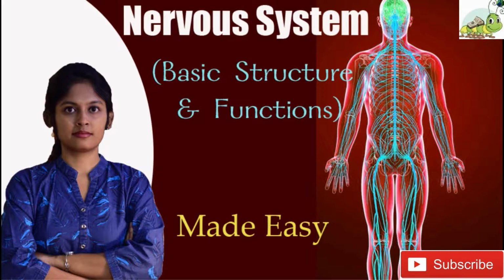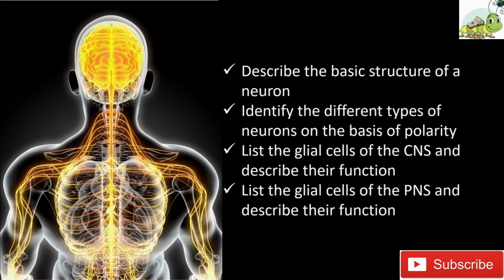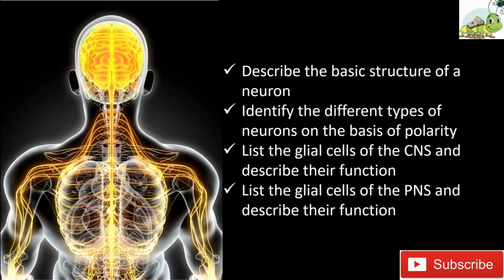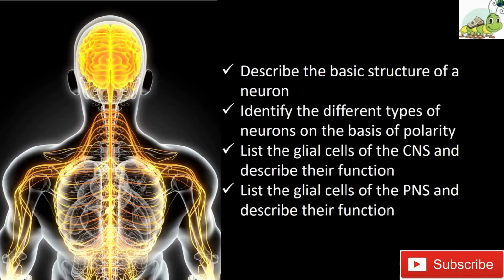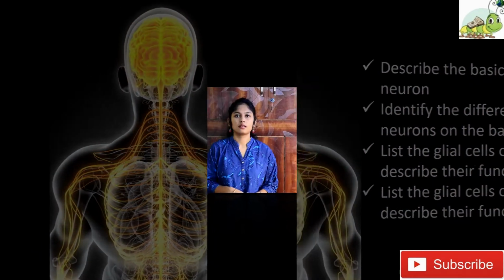Today, I will discuss the nervous tissue. By the end of this section, you will be able to describe the basic structure of a neuron, identify the different types of neurons on the basis of polarity, list the glial cells of the CNS and describe their function, and list the glial cells of the PNS and describe their function.